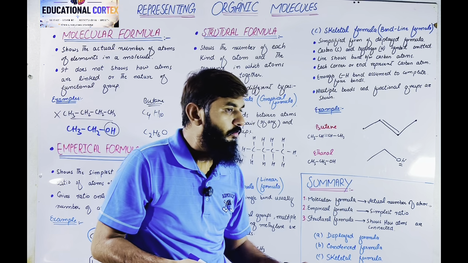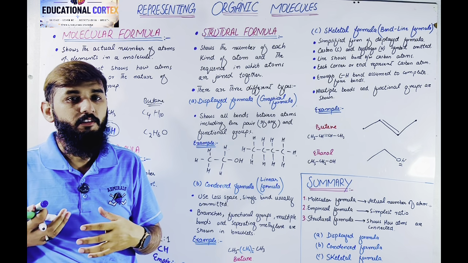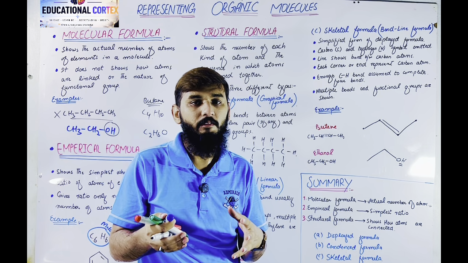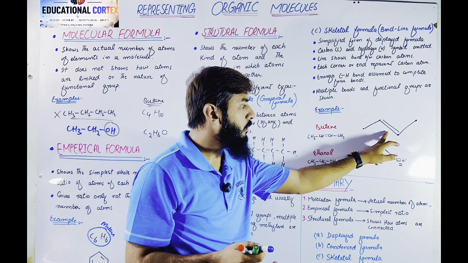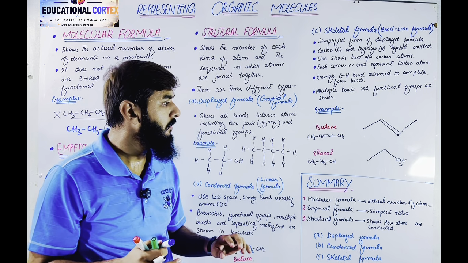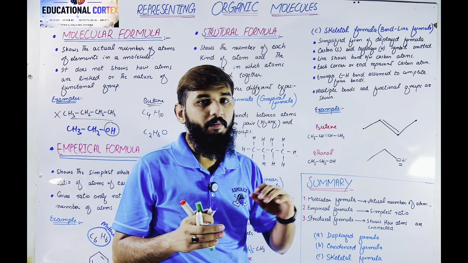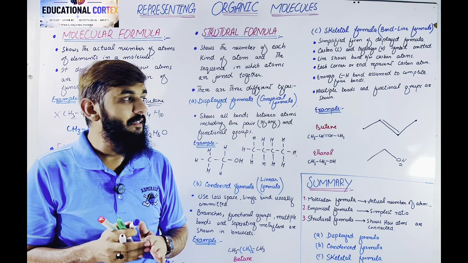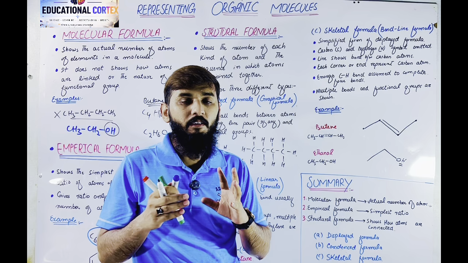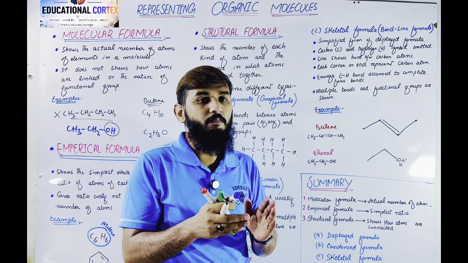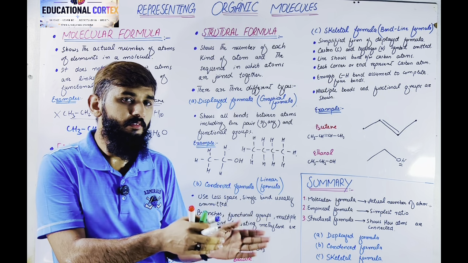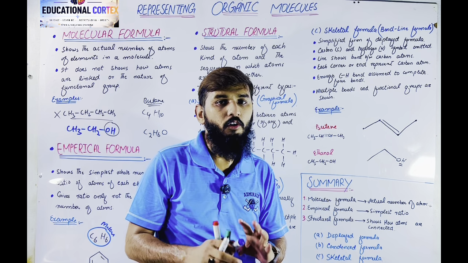And last is skeletal formula, in which the symbols of carbon and hydrogen atoms are omitted, but the functional groups and multiple bonds are shown like that. And the corners and endpoints will be considered as carbon atoms, and the rest of the bonds of carbon will be assumed to be hydrogen atoms. Hope you all will understand.